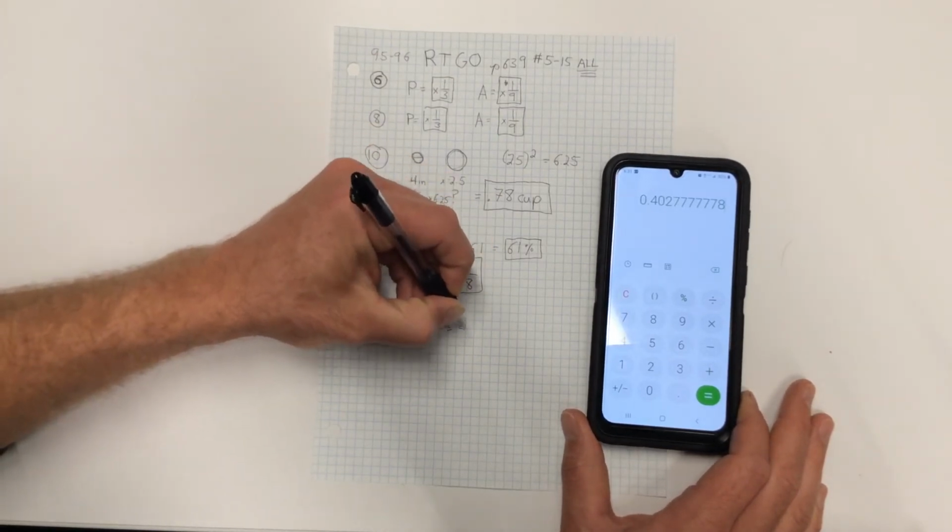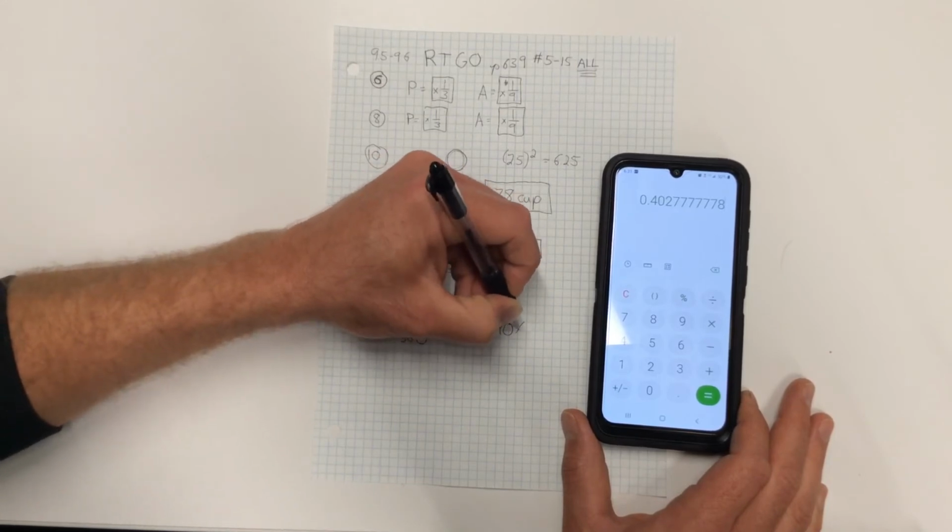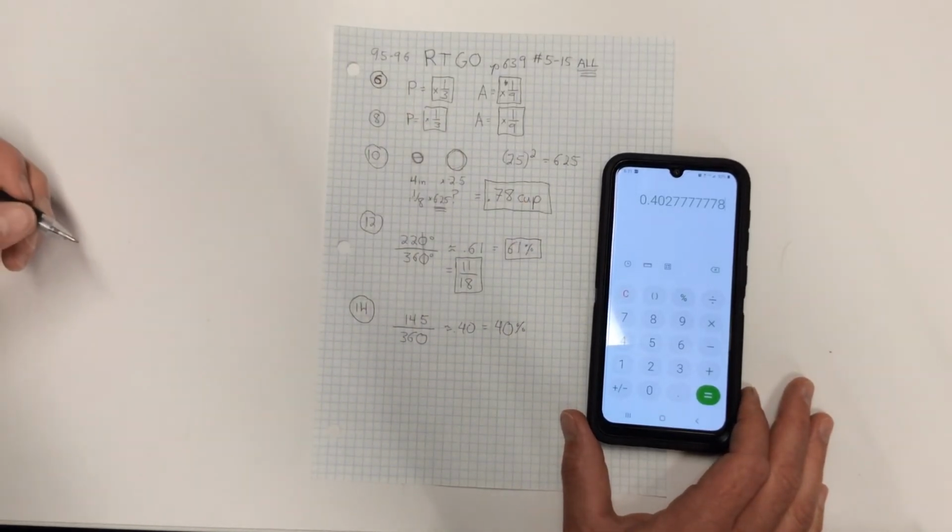0.40 equals 40% chance of hitting those 2 points.